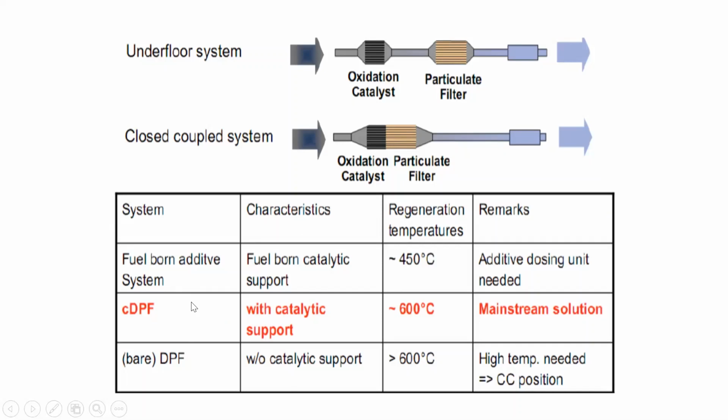Again, we have three types of DPF. One is the fuel borne additive system, where the temperature ranges up to 450 degrees Celsius. When the temperature comes up to 600 degrees Celsius, we can go with the coated DPF type. And when the temperature goes beyond 600 degrees Celsius, which is basically the regeneration temperature, because this temperature is required to burn the carbon soot particle, which is nothing but the particulate matter. If you are not reaching that temperature, then you won't burn the carbon soot particle.